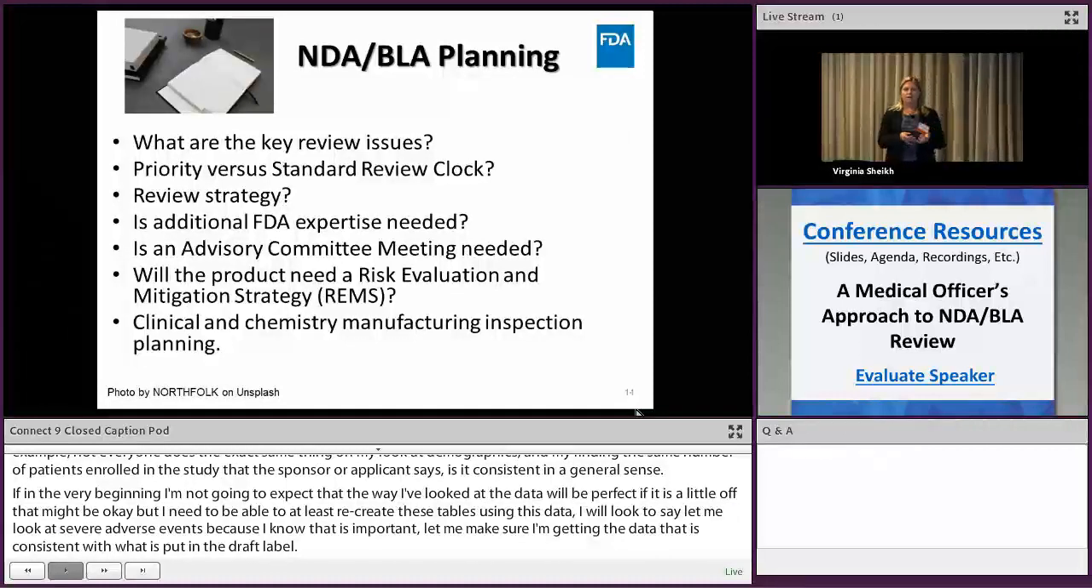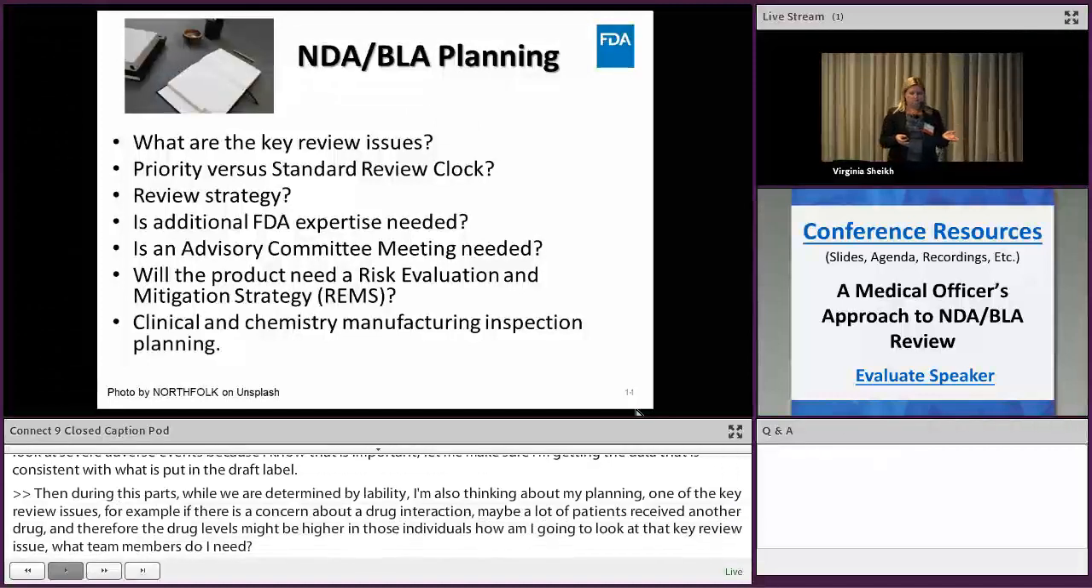And then all during this part while we're determining fileability, I'm also thinking in my head about the planning. So I'll be thinking about what are the key review issues. So for example, if there's a concern about a drug-drug interaction, maybe a lot of patients received another drug, and therefore the drug levels might be higher in those individuals. How am I gonna look at that key review issue? What team members do I need?